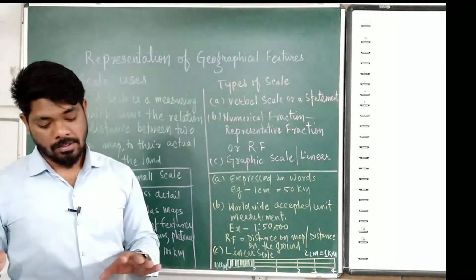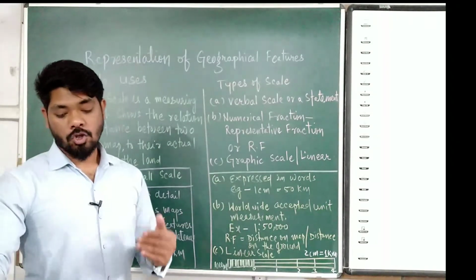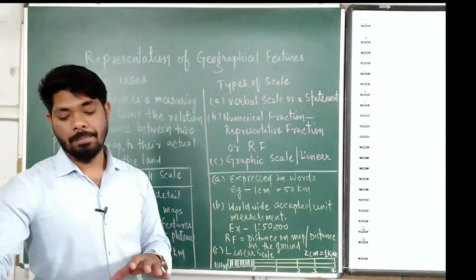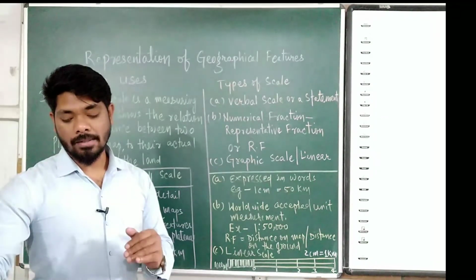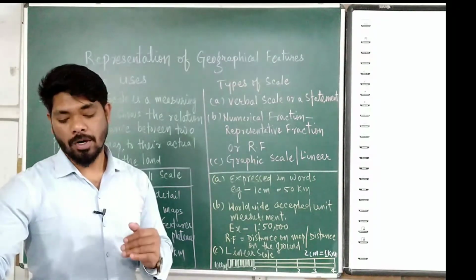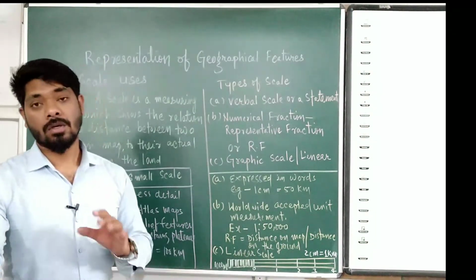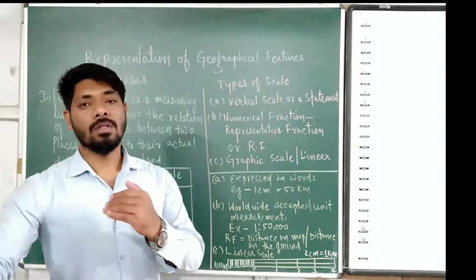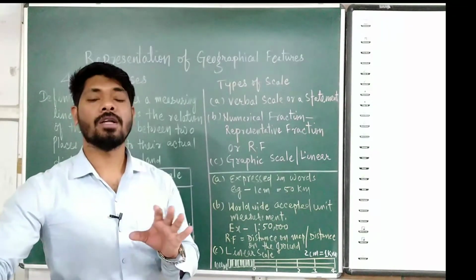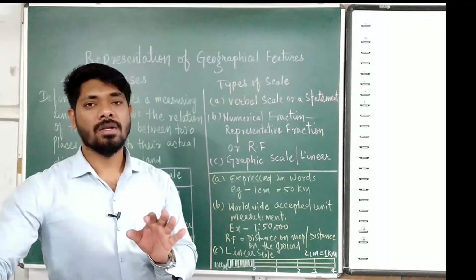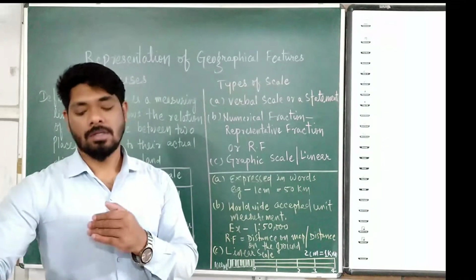In the textbook there is a definition given: a ratio between distance measured on a map and a corresponding distance on the land, connecting the two points represented by the same unit. So it is a ratio between the map distance and the actual ground distance, where the same unit is taken for both.